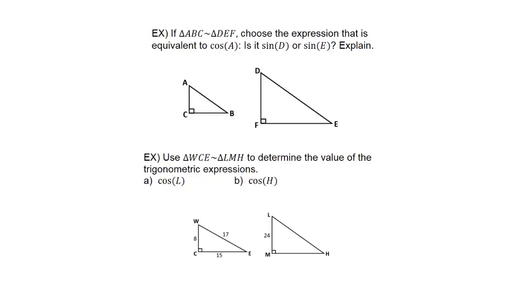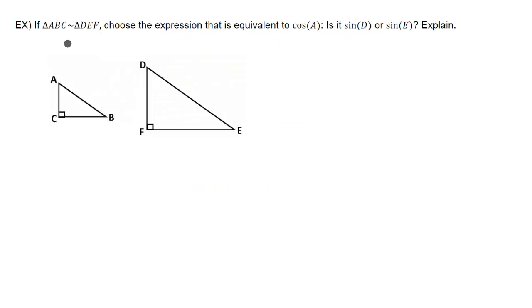In this video, we have a couple of questions that rely on similarity to answer the questions. So in the first question, we have triangle ABC, and it's similar to triangle DEF. We want to use that fact to determine if sine of D or sine of E is going to be equal to cosine of A.